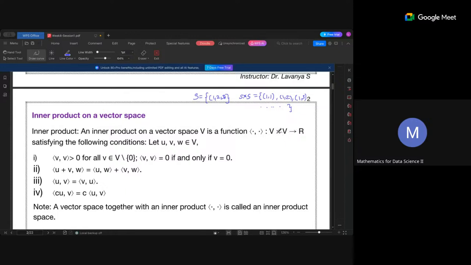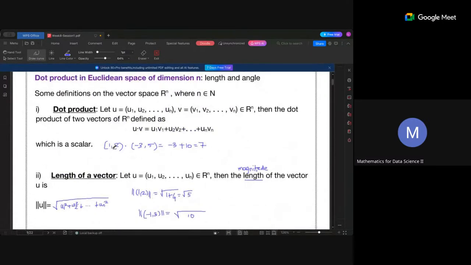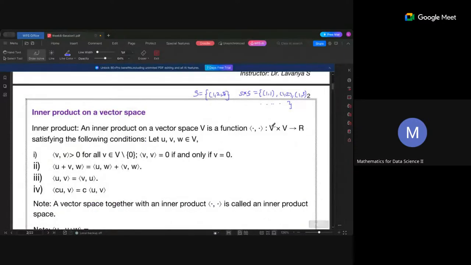The same thing we are taking here. We consider a function from V cross V to R. For example, how did we do the dot product? We took two vectors, both from Rn, and the dot product is defined in this way. In the same way, an inner product is just a function from V cross V to R. It is defined if it satisfies the following conditions. What is the first condition here? It is positivity: the inner product of the same element will always remain positive, and it is equal to zero if and only if v is zero. And then there is linearity.